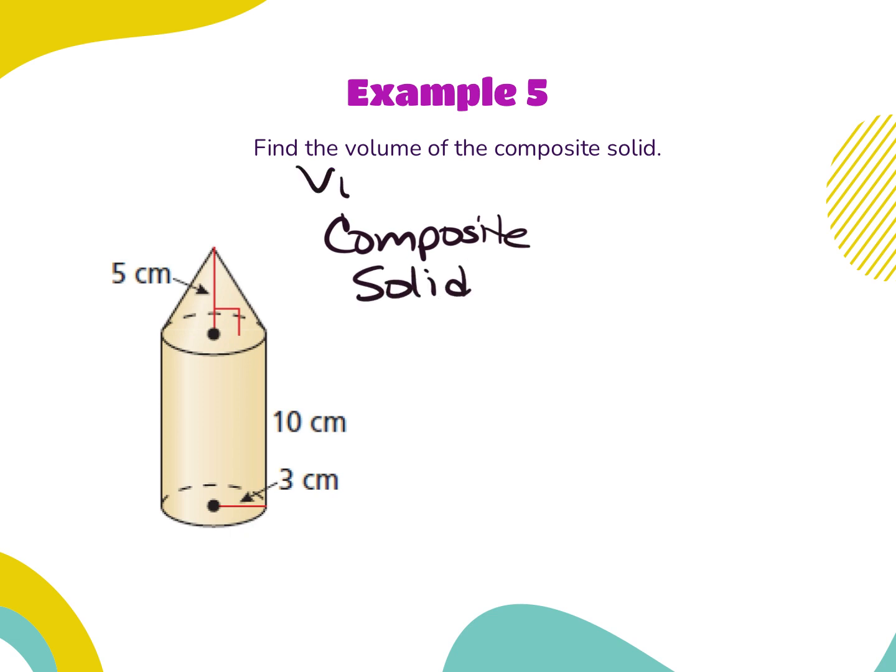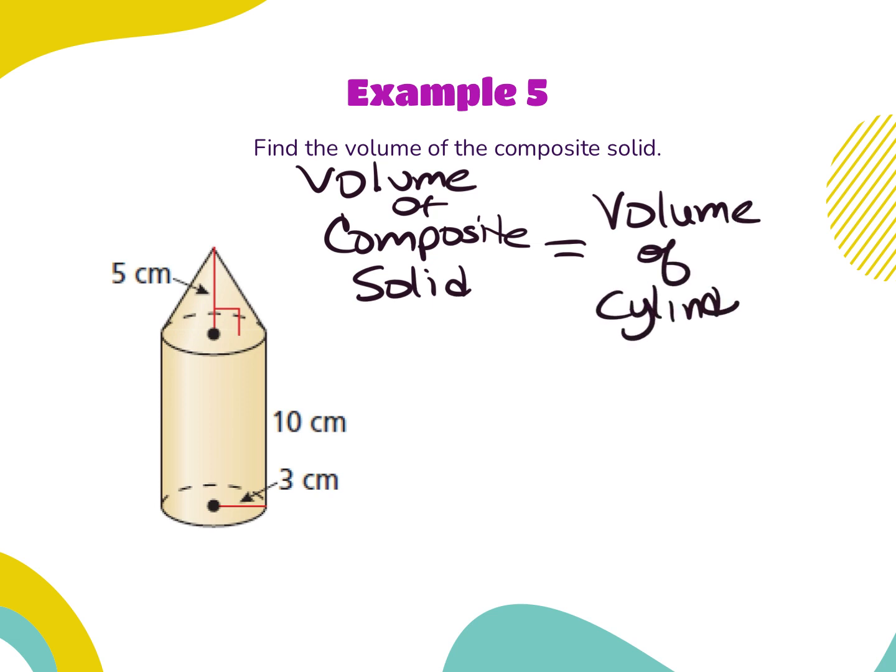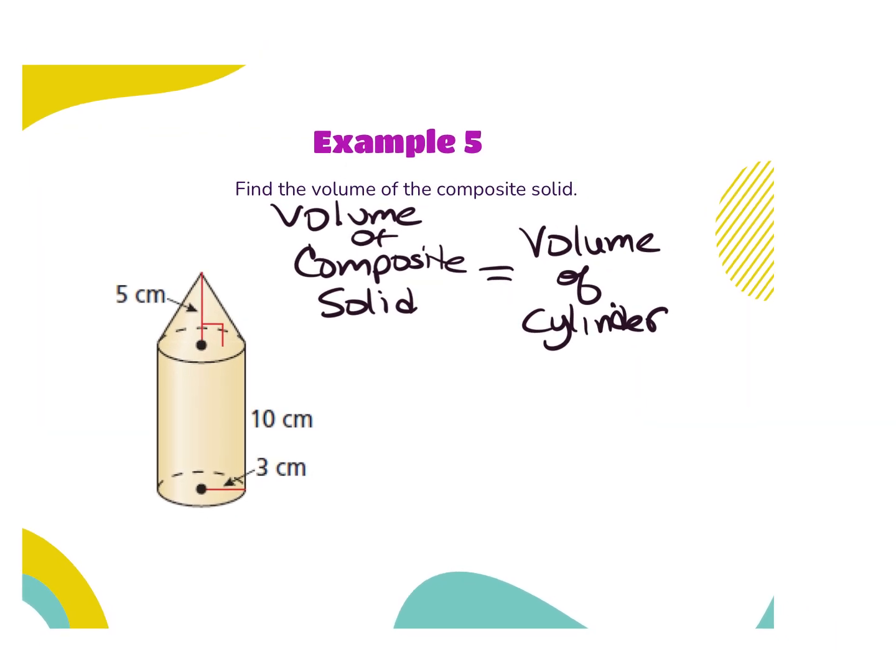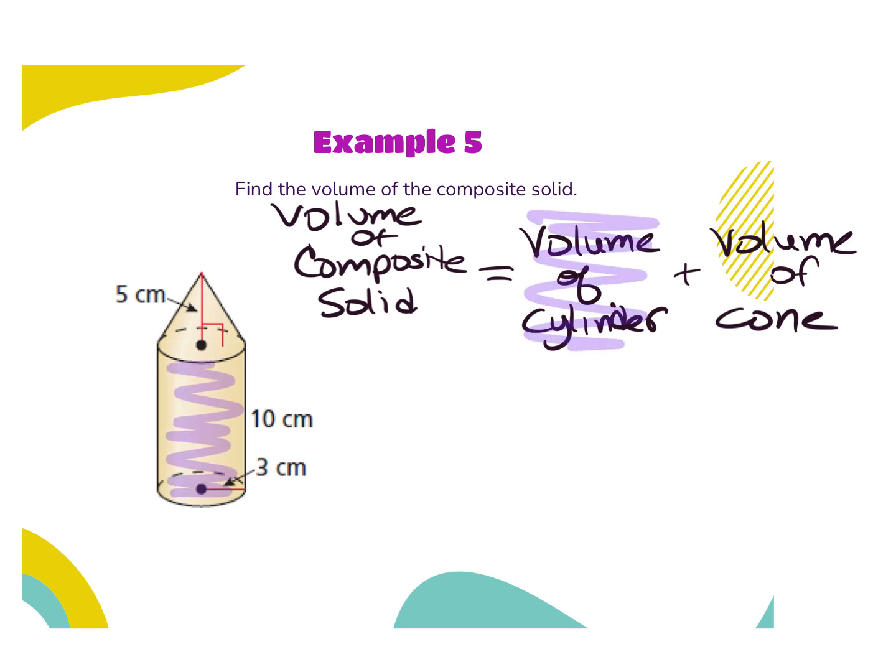All right, and then the last example, it's a composite solid. So to find the volume of the composite solid, what we're going to do is find the volume of the cylinder and add it to the volume of that cone top. Okay, so this is the cylinder. And then we're going to find the volume of the cone, which is in the top.